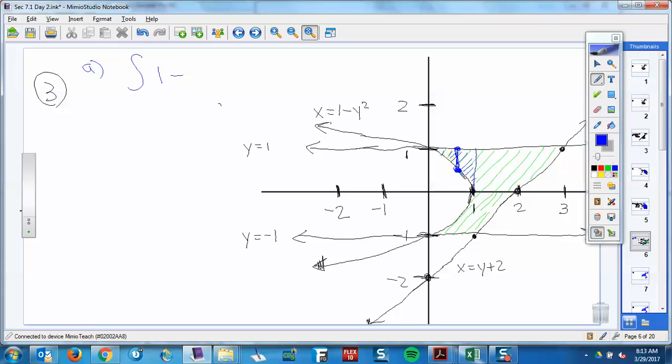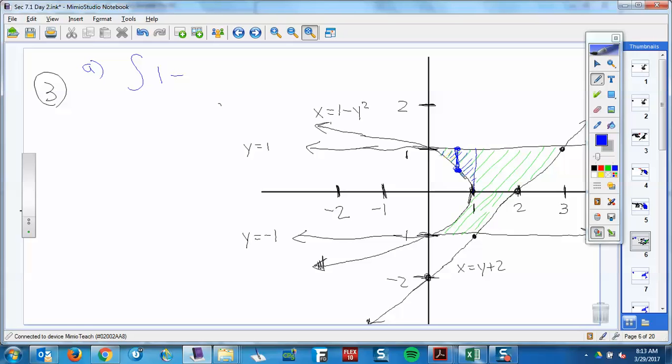Now, Will, I'm glad you said that, though. When I said, what is the y value of the parabola, you said 1 minus y squared. Now, why is that not the y value of the parabola? What is 1 minus y squared? That's the x value of the parabola, right?